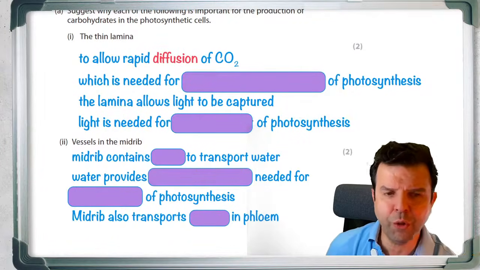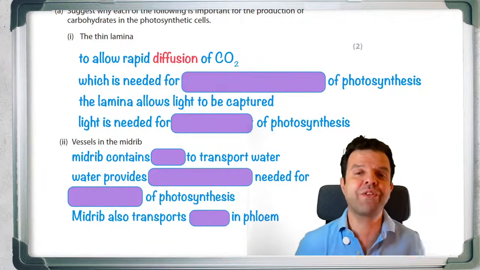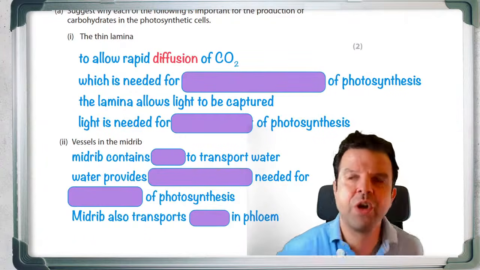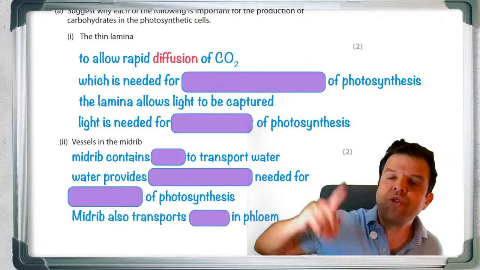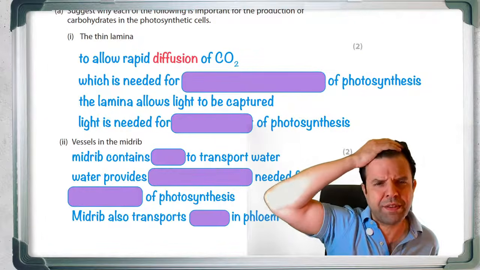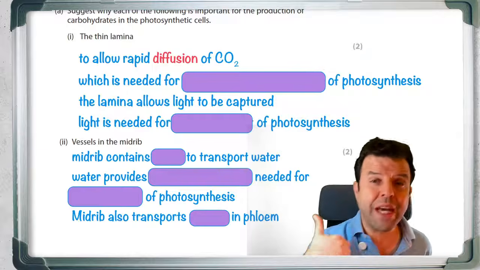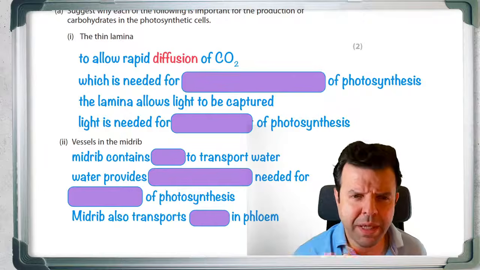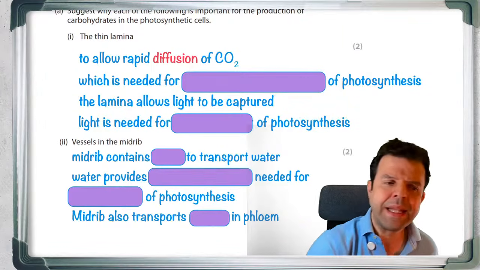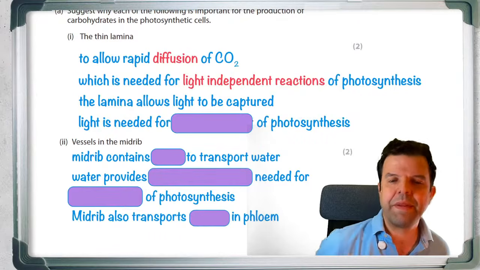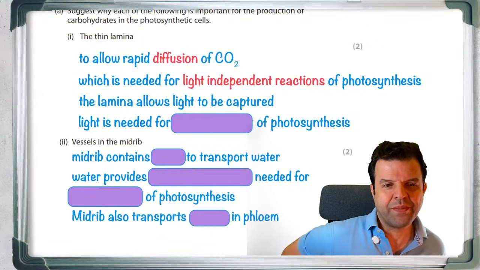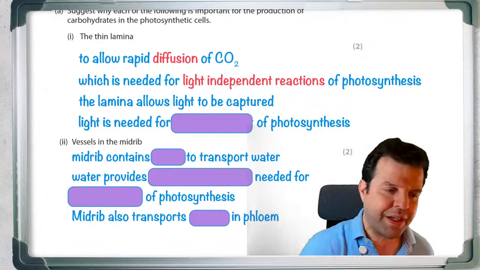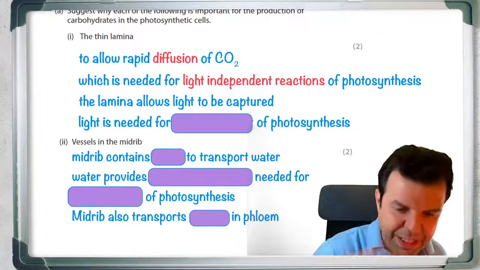Which is needed for, from now on, every time you mention a condition, or you mention a raw material, you tell them which part of photosynthesis it is. So, since it's CO2, do you guys say dependent or independent? Think about it. Because it says CO2, then I must say independent. Okay? If it's light, I obviously have to say this time dependent. Okay?